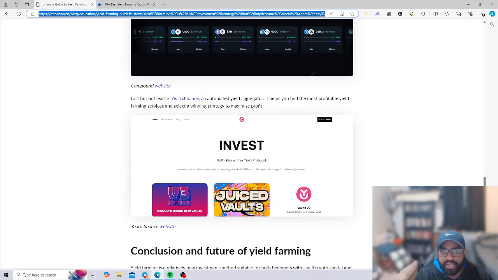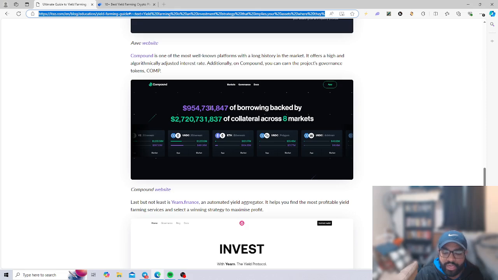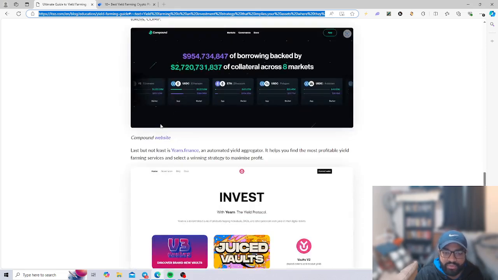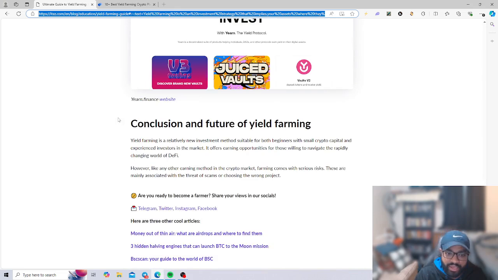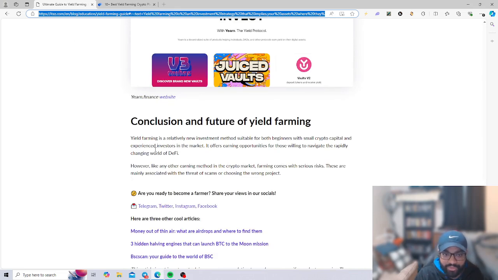And then last but not least, you have Yearn Finance. It's an automated yield aggregator. It helps you find the most profitable yield farming services and select the winning strategy to maximize profit. So there are a lot of different ones that you can use and get access to. And I'm also going to show you some examples on the next page.